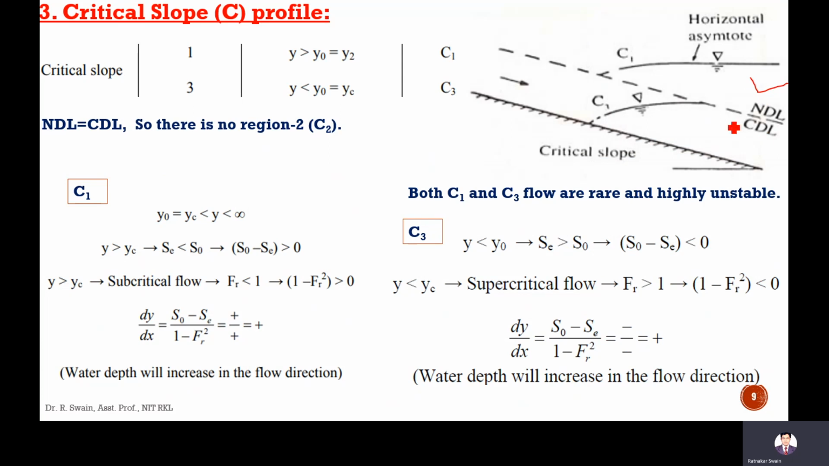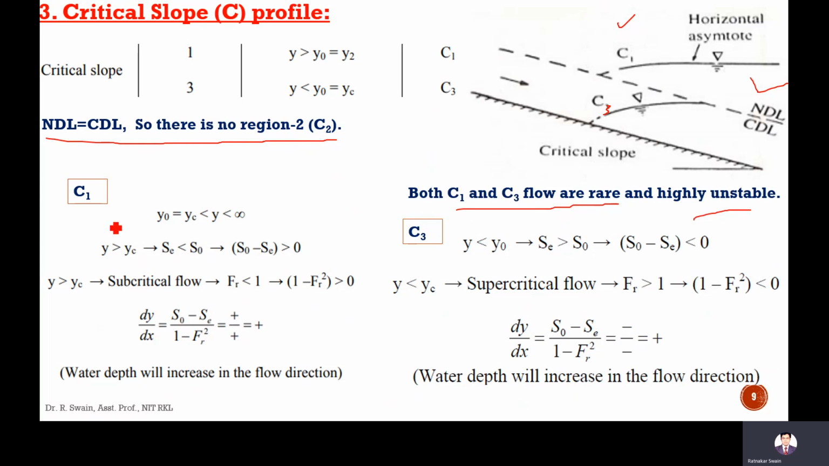So here there are two cases only: Y can be more than Y naught or YC, or Y can be less than Y naught or YC. There is nothing in between the NDL and CDL, so there is no C2 profile curve, only one C1 profile and one C3 profile. Here the NDL is equal to CDL, so there is no region 2. Both C1 and C3 flow are rare. These are very rare and highly unstable conditions.